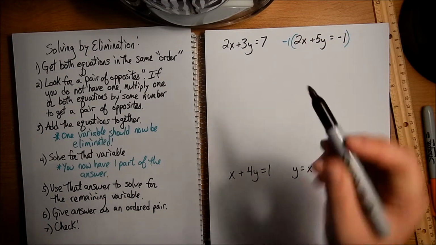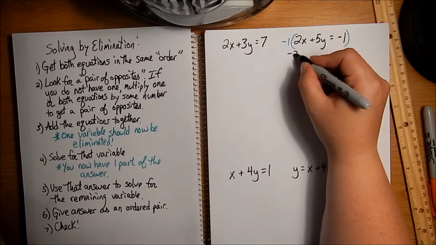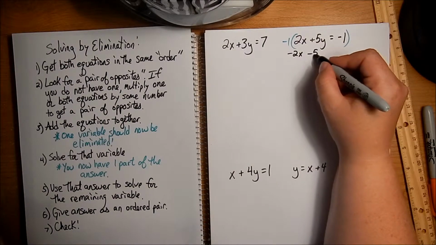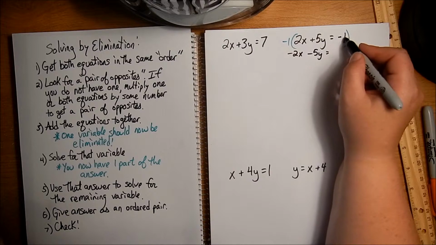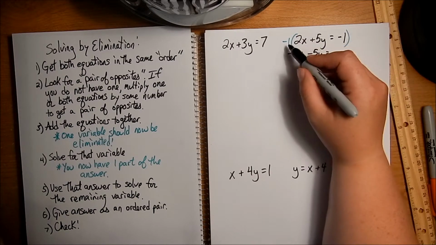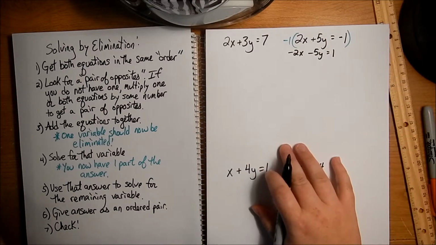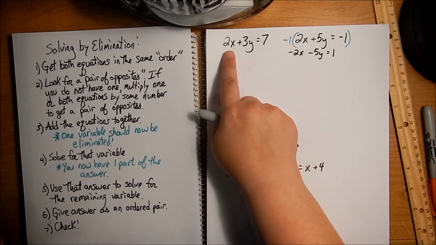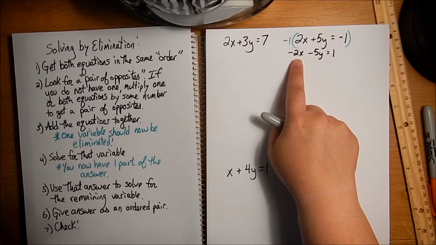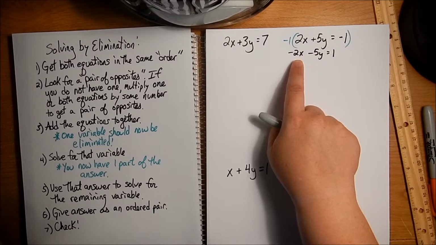So if I write that, I'll distribute that negative 1. Negative 2x minus 5y equals, remember to distribute over here too. Negative 1 times negative 1 is now a positive 1. Okay, so now I do have a pair of opposites. I have a positive 2x and a negative 2x. So I'm ready for step 3.